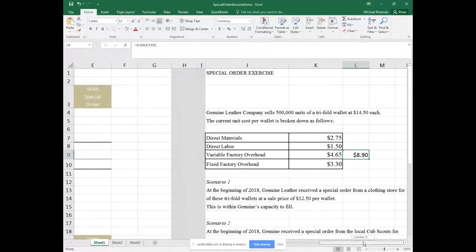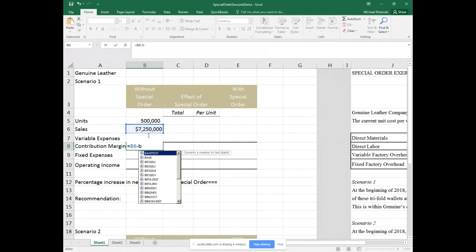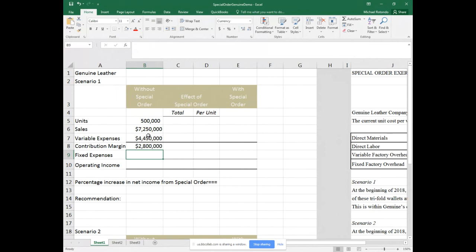we found that the total was $8.90 per unit. So our variable expenses would be $4,450,000. Our contribution margin is going to be our sales minus our variable expenses, so that's going to give us a contribution margin of $2,800,000.